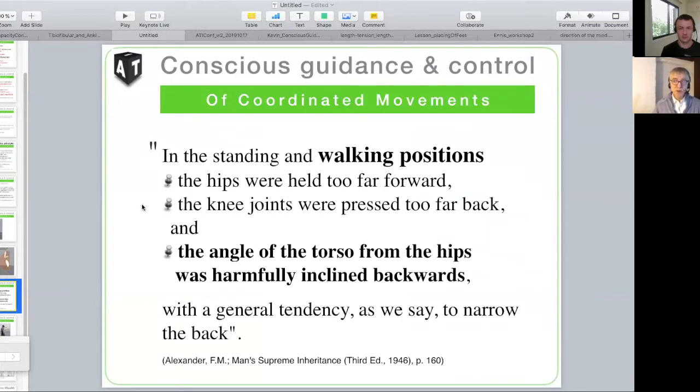He said that in the walking position, well, we are discussing the wrong use of the mechanism of the torso, of course. In the walking position, the hips were held too far forward, the knee joints were pressed too far back, and the angle of the torso from the hips was harmfully inclined backward, with a general tendency, as we say, to narrow the back. Well, as we say, to narrow and shorten the back.